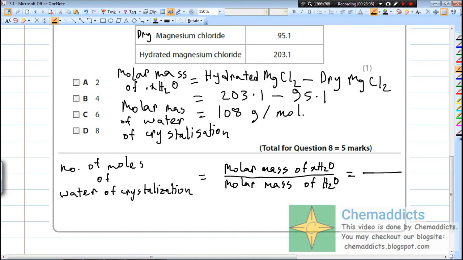The molar mass of water of crystallization that we calculated earlier is 108. Here the molar mass of water is 18. So we're going to get the answer as 6. So the number of moles of water of crystallization is 6. The value of x is 6. Let us write this as x, then it will be much clearer. So here the answer would be C, which is 6.